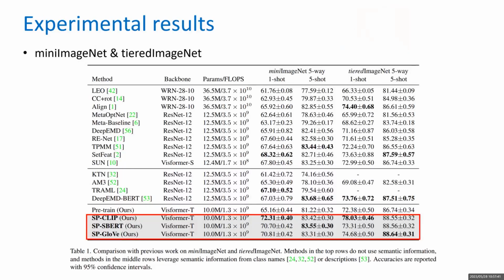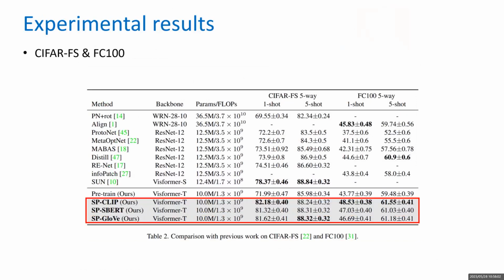In experiments, we evaluate 3 different text encoders for semantic prompt, including CLIP, SentenceBERT, and GloVe. Compared with the pre-training baseline, using semantic prompt improves the one-shot accuracy by 6.4% on the mini-ImageNet and the tiered-ImageNet datasets. CIFAR-FS and FC100 have much lower image resolutions. On these 2 datasets, using semantic prompt also improves one-shot accuracy by 3.8%.